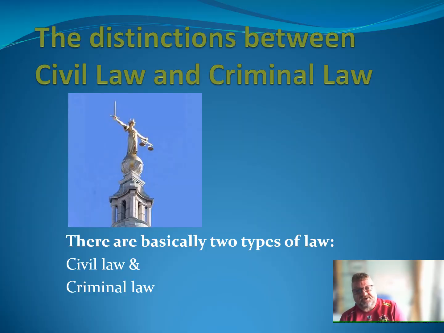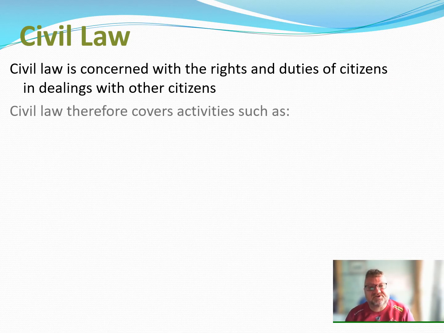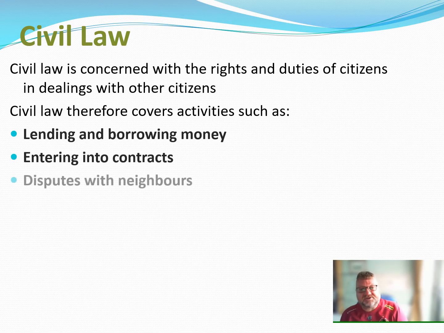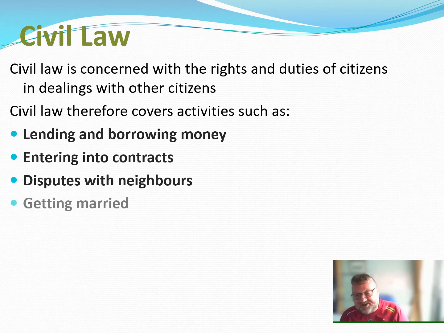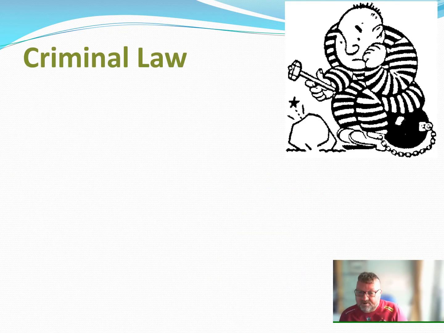So that then leads us on to the distinctions between civil law and criminal law, just so we're clear. We're doing criminology, so we're looking at criminal law, but be aware civil law does exist. So civil law is concerned with the rights and duties of citizens and how they deal with other citizens. So it's dealing with stuff such as lending and borrowing money, entering into contracts, disputes with neighbours, getting married, getting divorced, inheritances, wills, that sort of thing. So that's civil law. But we are concerned with criminal law.